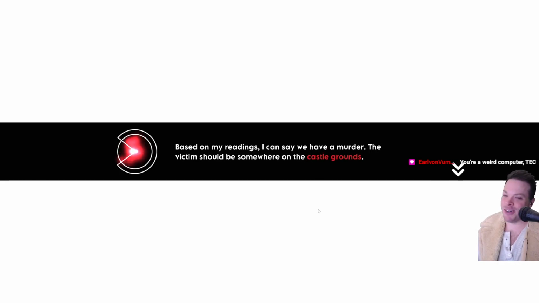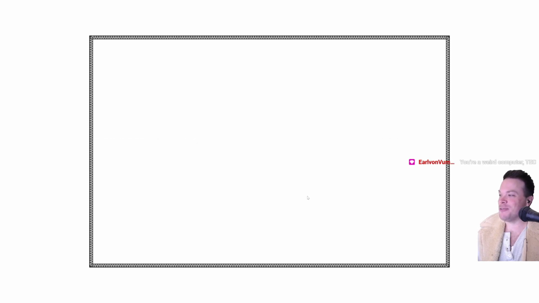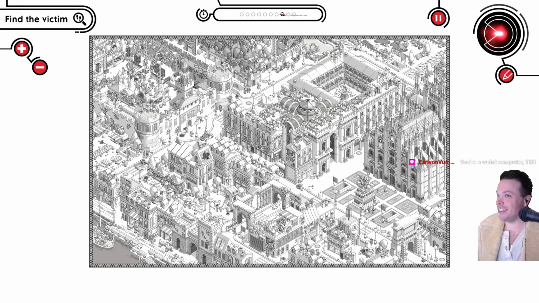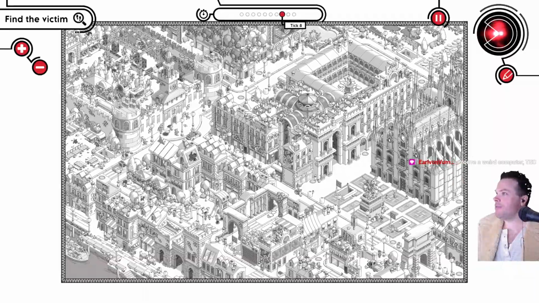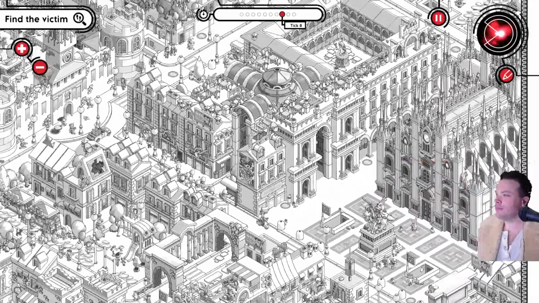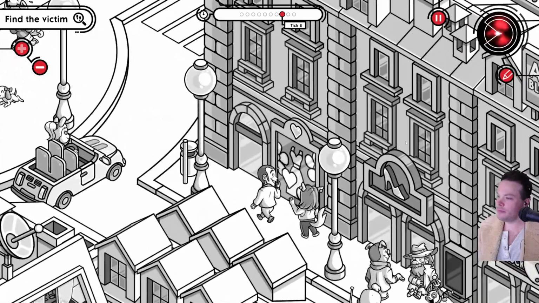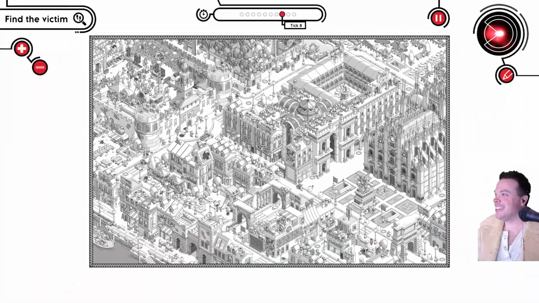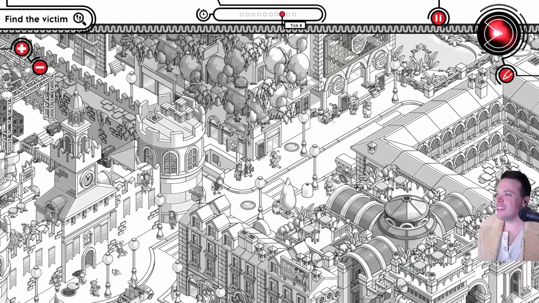We're a weird computer tech. Based on my readings, I can say we have a murder. The victim should be somewhere on the castle grounds. At least we haven't kidnapped a princess yet. Okay. Find the victim. Cute doggo! I mean, this guy looks like he's having some issues, but he's not the victim.